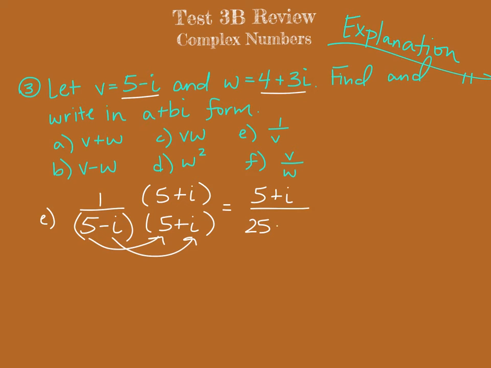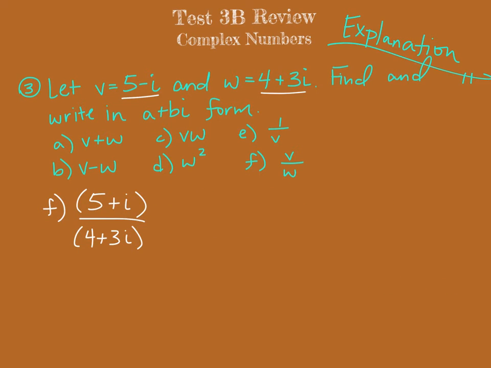We'll be left with 25 minus i squared. Of course, i squared equals negative 1. Since i squared equals negative 1, we're subtracting negative 1, which means adding. So our denominator ends up being 26, and our numerator is 5 plus i. To write in a plus bi form, we want to first see if we can simplify it at all, which we cannot. Our real part is 5/26, and our imaginary part is 1/26 i.